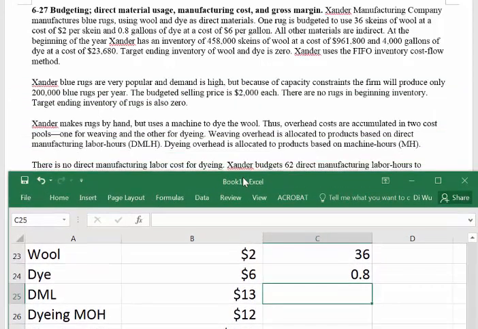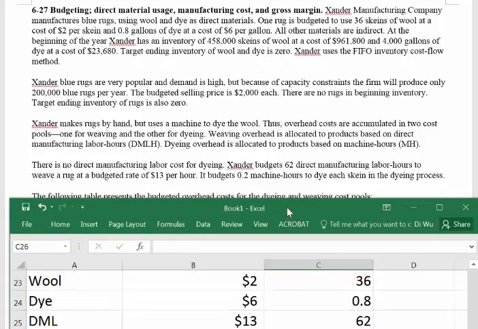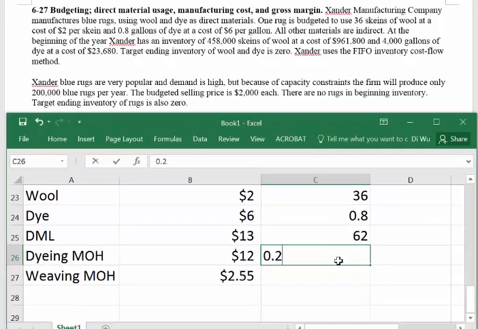Actually, it's pretty easy to get the number. There is no direct manufacturing labor cost for dyeing. The company budgets 62 direct manufacturing labor hours to weave a rack at a budgeted rate of $13 per hour. So that's how you get 62 direct labor hours. Okay. And for dyeing manufacturing overhead, it's pretty simple here, because dyeing is very machine intensive, and it budgets 0.2 machine hours. So I will put 0.2 there.